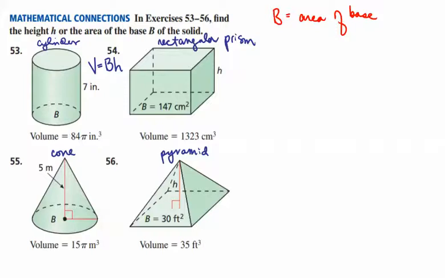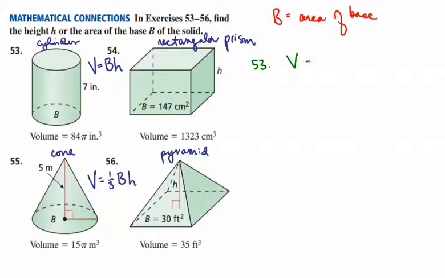Now the cone is related to the cylinder, and the pyramid is related to the rectangular prism. By the formula, the volume is 1/3 of the area of the base times the height. So all we need for these then is, let's start with number 53. We have a basic formula.